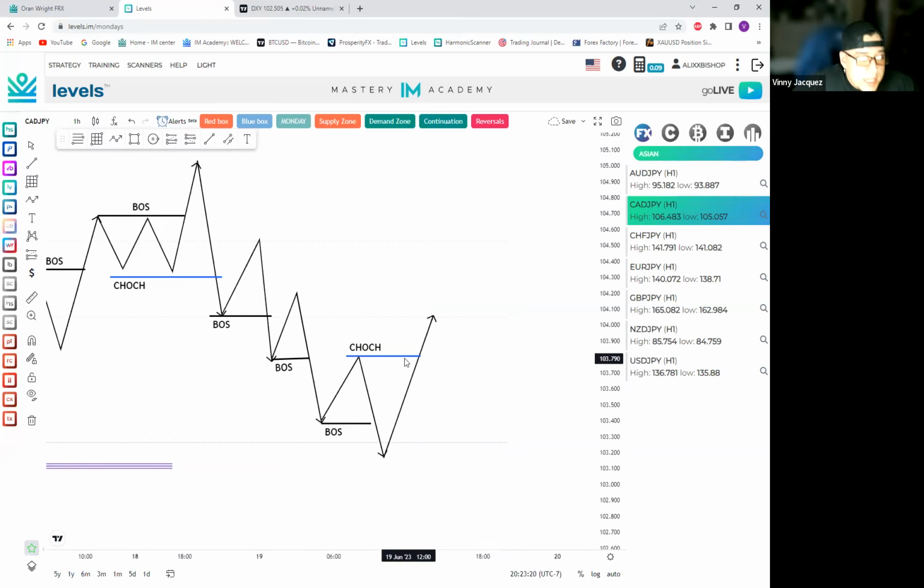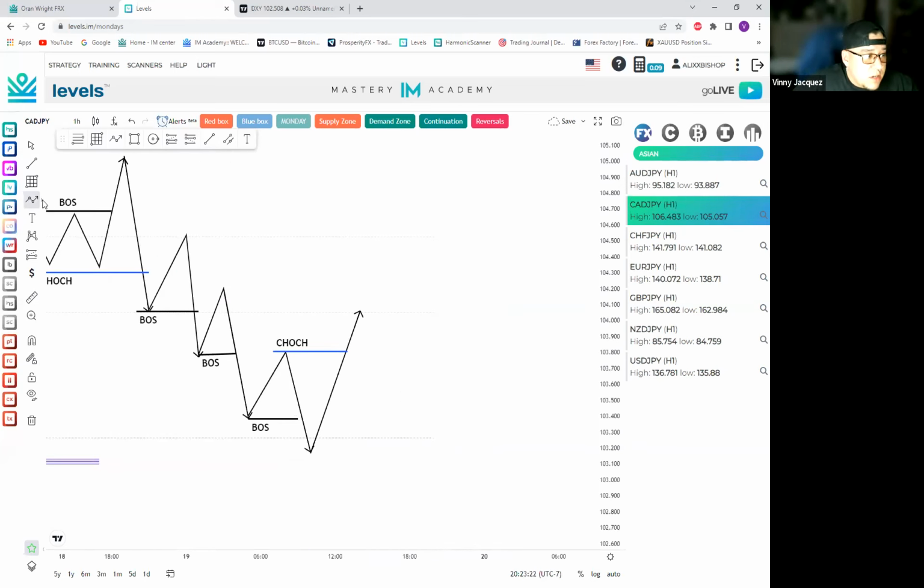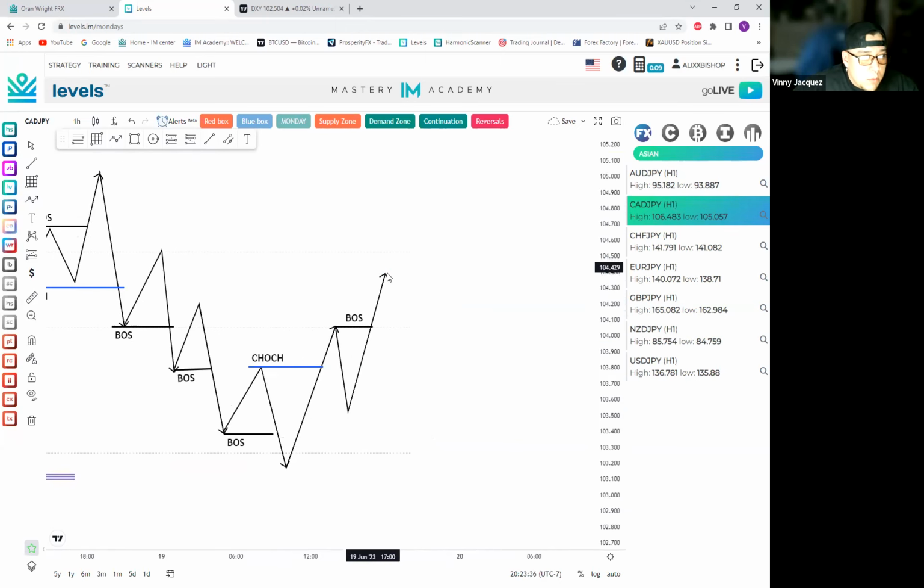Yes. So now once we get that change of character, we're looking for market to start heading back up. So again, market's going to pull back, giving us a zone we have to go ahead and break through to continue with this uptrend. Boom. We get that break of structure. Awesome. Market pulls back, giving us another zone we have to break through to continue trend. Boom. We get that. Awesome.